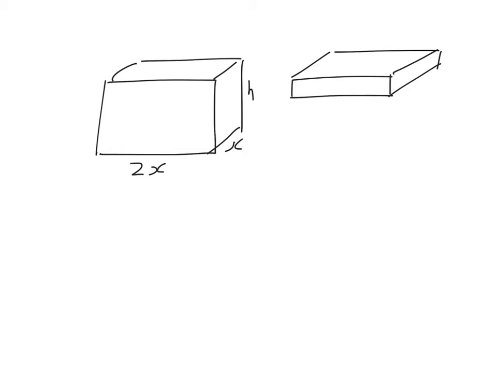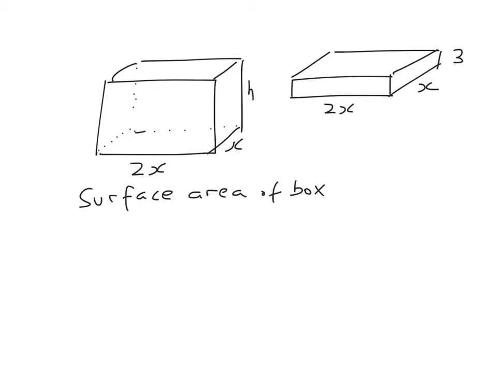As far as the lid is concerned, this must be 2x, this must be x, and this must be 3. You could argue that the lid won't fit over the box, but the odd millimetre here or there perhaps doesn't make any difference. Now we know that the box and the lid can be created from a piece of cardboard of area 5356 square centimetres. So let's work out the total surface area of the box first.